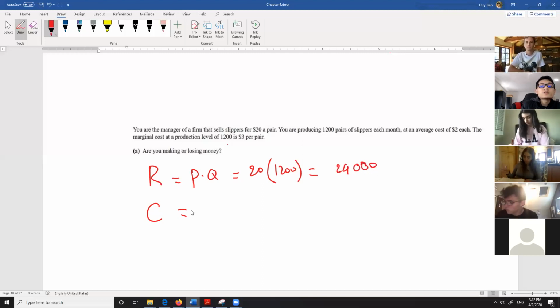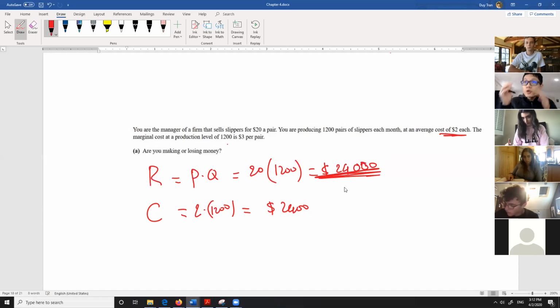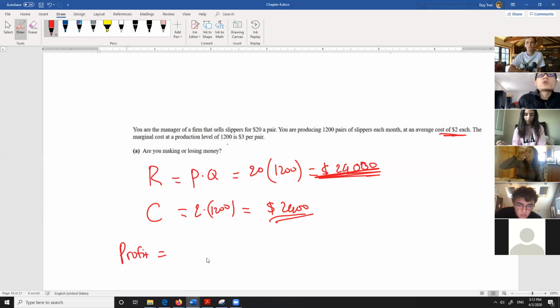And the cost that you are making them, as an average cost of $2 each. Okay, so $2 times 1,200, so that is 2,400. So you are getting the revenue for 24,000, but you only spend now 2,400 to get those pairs. So you are getting a lot of profits, right? You are getting a lot of profits from this. So you are making a lot of money. So the answer should be yes.